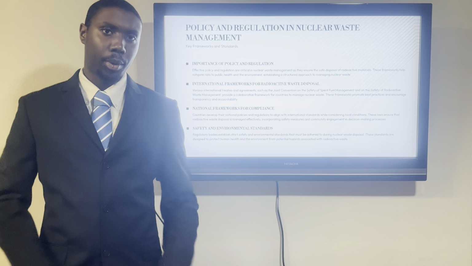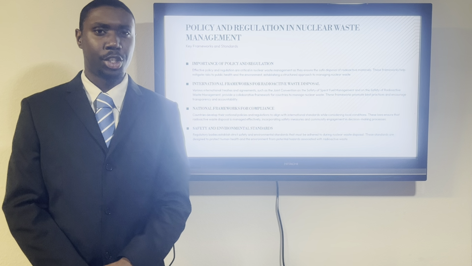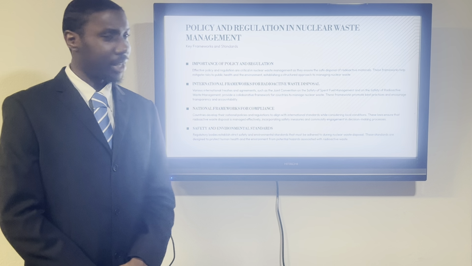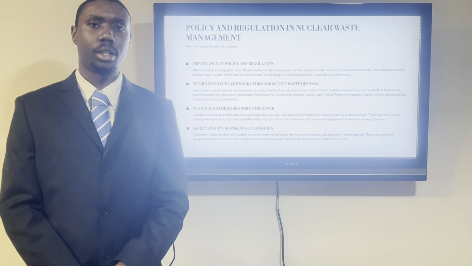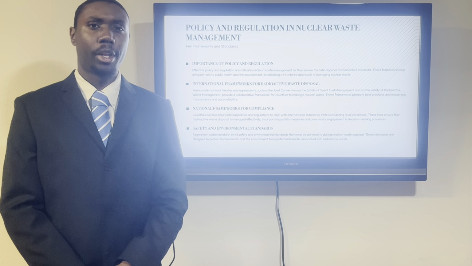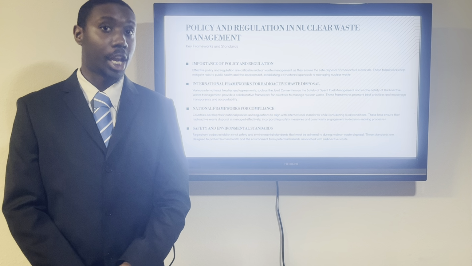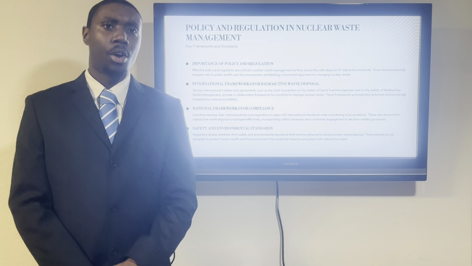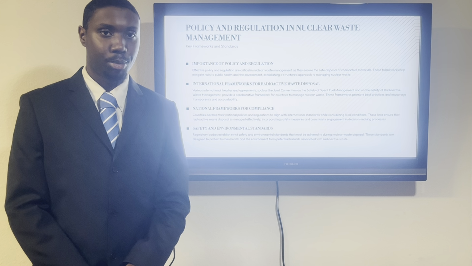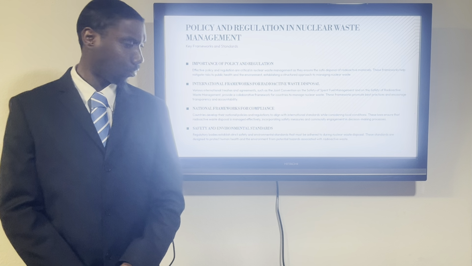These frameworks encourage countries to adopt very strict safety measures and transparent management strategies. On a national level, governments develop policies that align with international standards while addressing local environmental and societal needs. These laws ensure compliance with safety protocols and involve community engagement in decision-making processes.